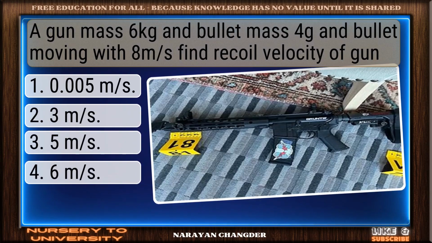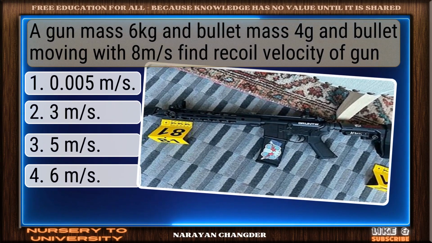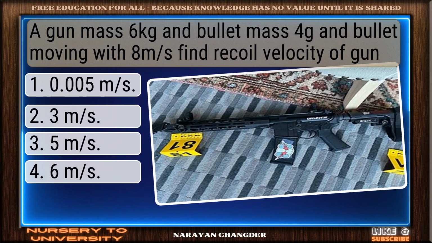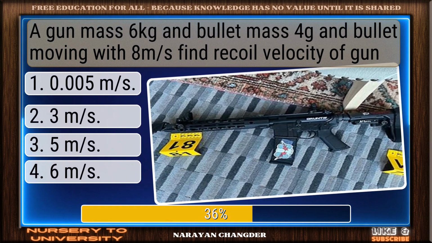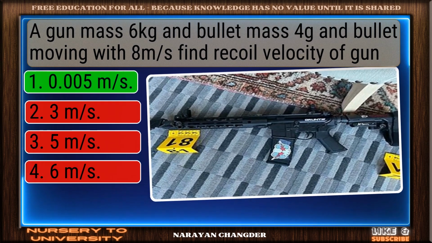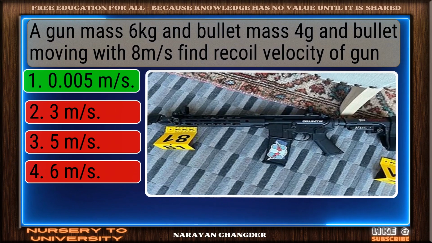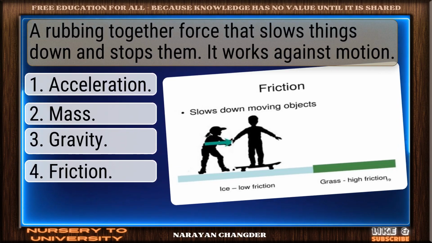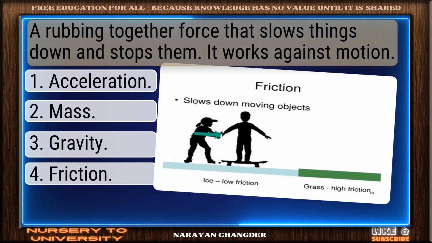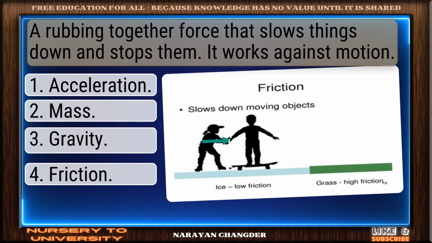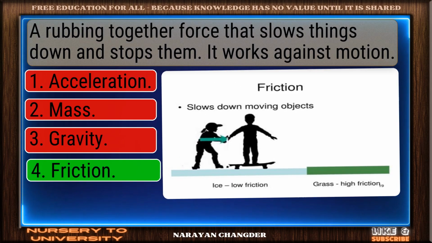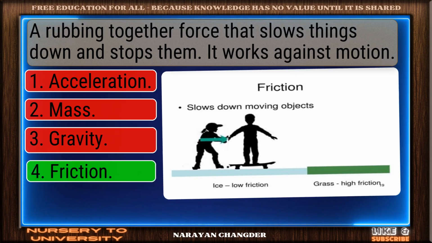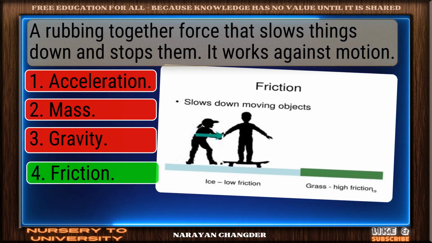Question number 107. A gun of mass 6 kg fires a bullet of mass 4 g moving with 8 m/s. Find the recoil velocity of the gun. Solid answer: 0.05 m/s. Question number 108. A rubbing force that slows things down and stops them. It works against motion. Smart pick. Friction is the correct choice.